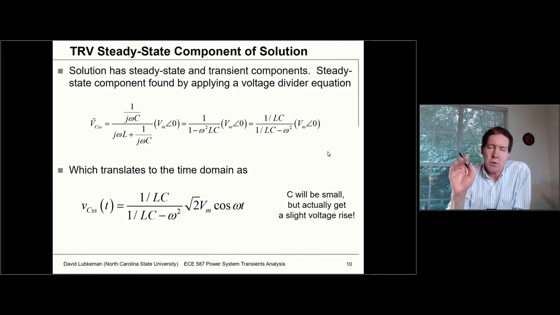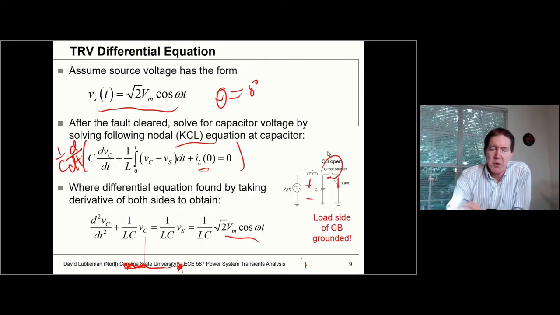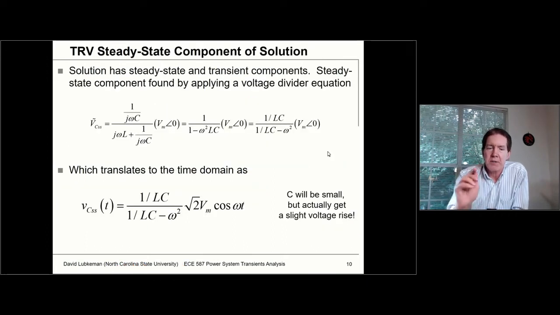When I want to solve this equation, I'm going to break it into two parts, just like I've done before: a steady state part and a transient part. The steady state part I can solve using phasors, and basically I just have a voltage divider. The voltage across the capacitor in steady state is the capacitive impedance divided by the inductive impedance plus the capacitive impedance, times the source voltage magnitude at angle 0 degrees.